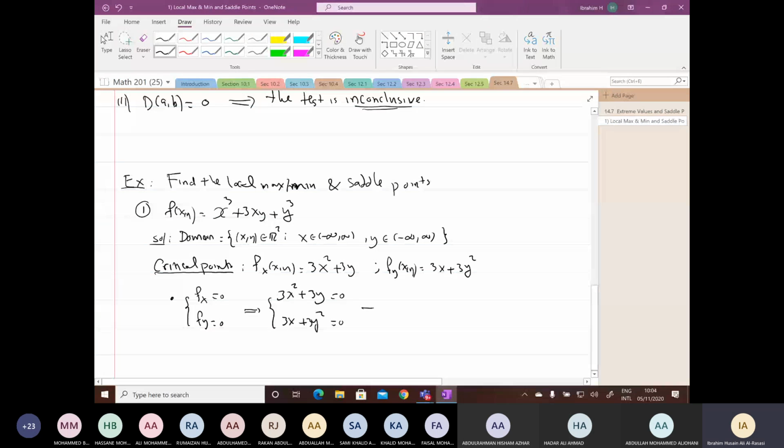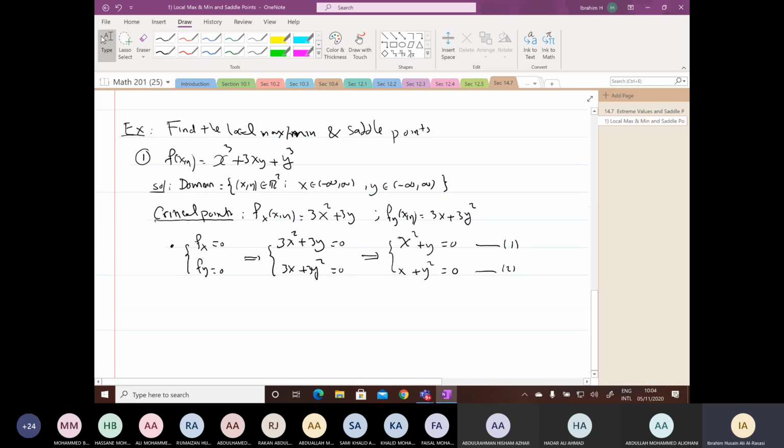Okay. Here I have a 3 as a common factor. I can divide by 3, you get x squared plus y equal to 0 and x plus y squared equal to 0. So I have a system of two equations in two unknowns. The general procedure to solve a system of two equations is usually we substitute one equation in another equation to get at the end one equation in one unknown. You solve this equation in one unknown and then you do back substitution. The general procedure is really similar to that of Math 1.